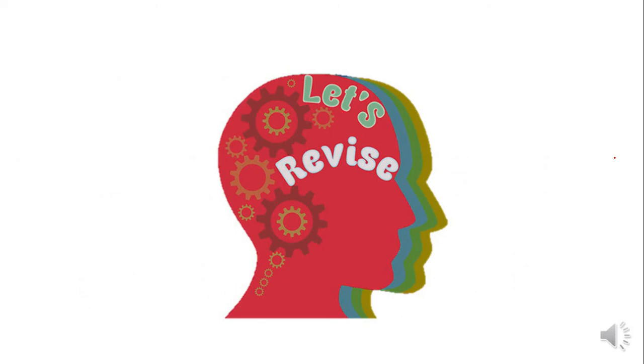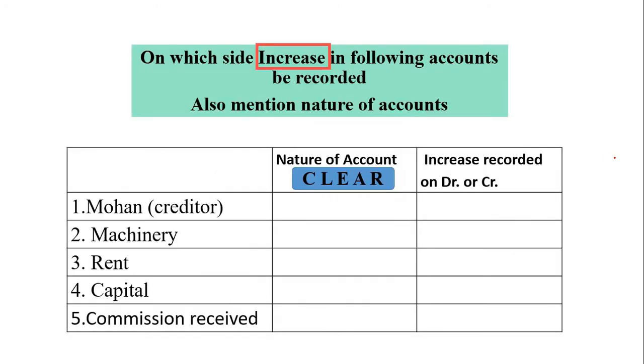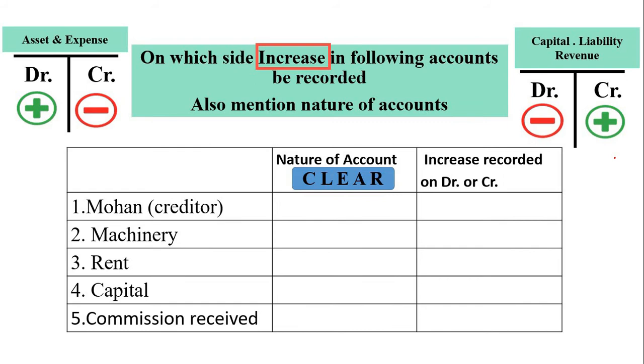Now let us revise what we have done. Let us do this question. Please read this question carefully. On which side will an increase in the following accounts be recorded, and also mention the nature of account. For your convenience, I have put these rules of debit and credit on the top left and top right side. I will do the first one for you, and then I will give time to all of you to try this on your own.